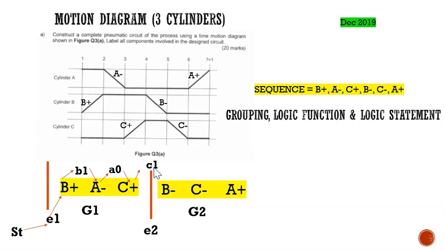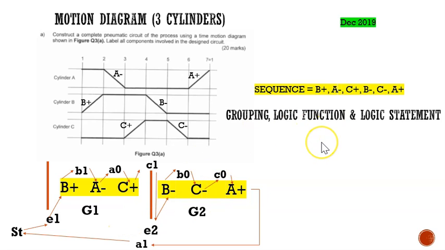So we're going down to E2, and then E2 will go to B minus, and here will be B naught, because this is minus. Then C minus, and C minus will go to C naught, because this is minus, and go to A plus. A plus will be special, because it will go back to A1 and go back to ST. So we have completed the function.